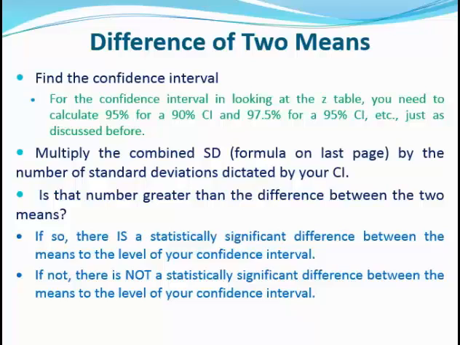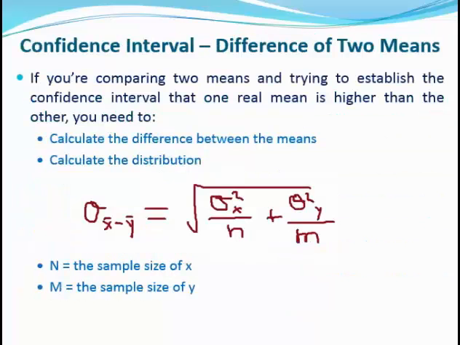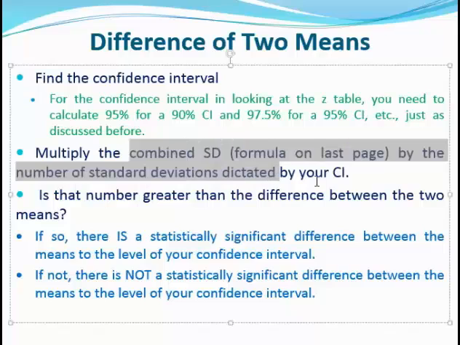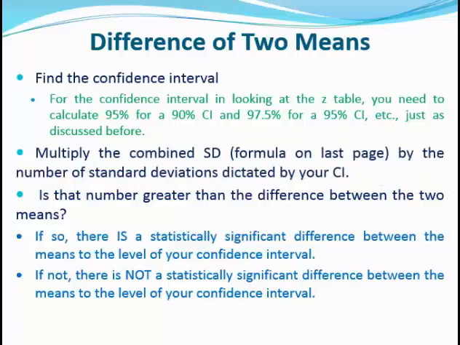Then once you have the standard deviation and your confidence interval, remember your standard deviation you figured out using this formula: square root of each standard deviation divided by its sample size. Then you do the same thing as you did in the previous example. You multiply the combined standard deviation by the number of standard deviations required by your confidence interval, and then you see, is there a statistically significant difference?